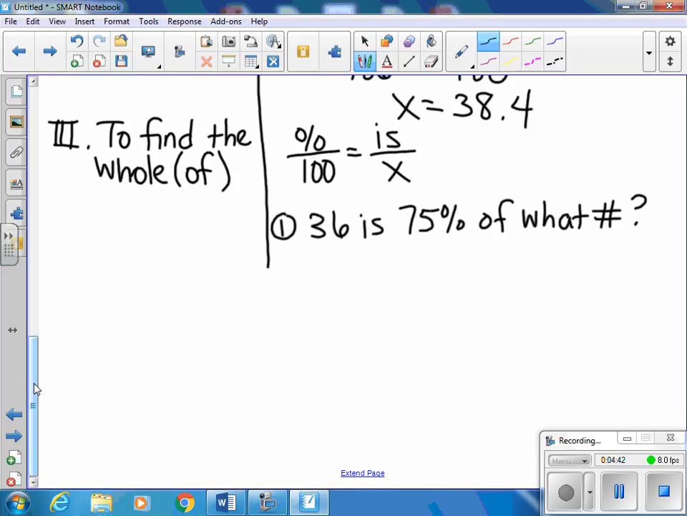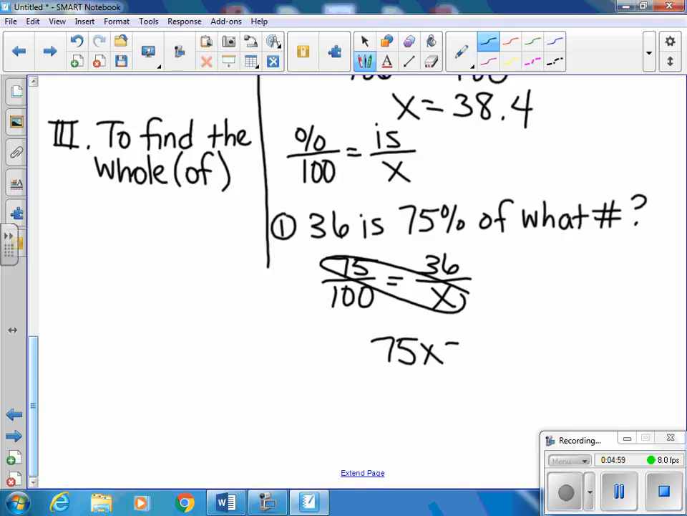Okay, so when you set up your proportion, the 75 is the percent number. It goes over 100. The is is the 36, and the of is we don't know, because that's what it says, of what number? We don't know. So now you're going to cross multiply, grab your 75 and your x. That makes 75x.